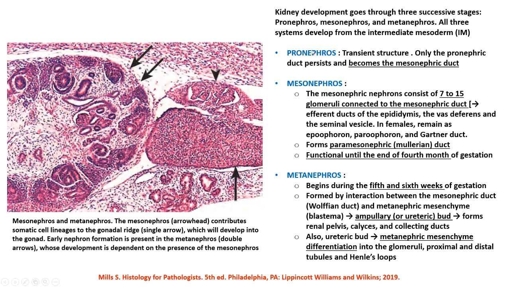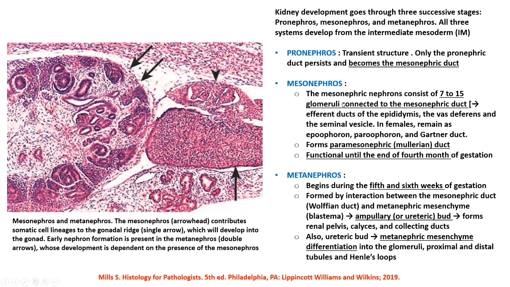So the pronephros is a very, very transient structure, and its only job is to give rise to the mesonephric duct, which actually gets incorporated into the next renal system that ultimately develops, that is the mesonephros. The only contribution of the mesonephros to the formation of the renal system is that it forms the initial series of glomeruli, which are again transient. 7 to 15 glomeruli are actually formed by the mesonephros.